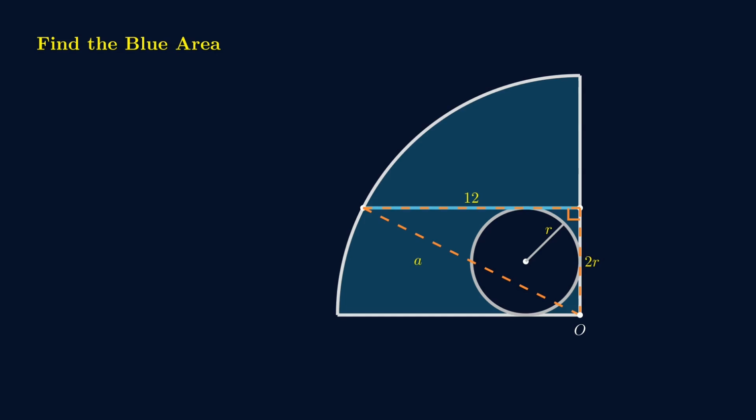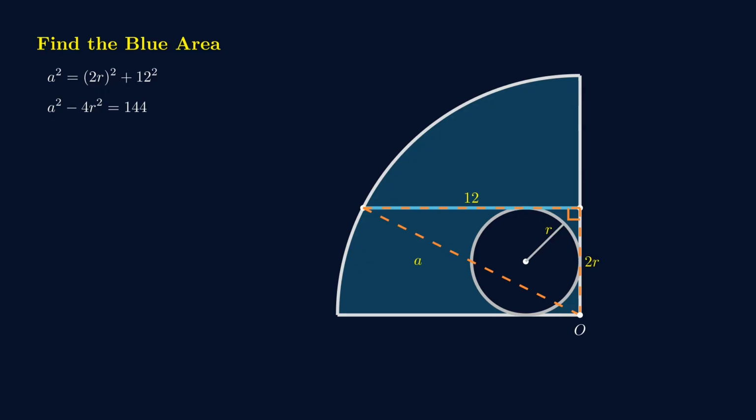Now here's the big idea. That horizontal segment, together with the vertical radius and the slanted line from the origin to the left endpoint, forms a right triangle. So we have a right triangle with vertical leg equal to 2r, horizontal leg equal to 12, hypotenuse equal to a, which is the radius of the big quarter circle. That means we can use the Pythagorean theorem. So we write a squared equals (2r) squared plus 12 squared. That simplifies to a squared equals 4r squared plus 144.